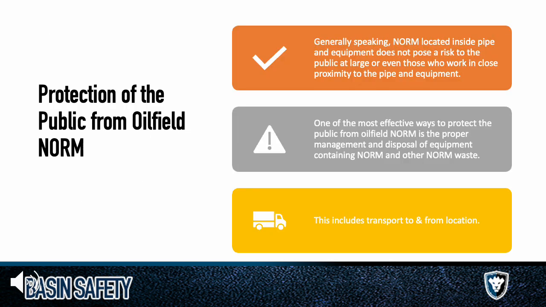Protection of the public from oil field NORM. So generally speaking, NORM located inside pipe and equipment does not pose a risk to the public at large or even those who work in close proximity to the pipe and equipment. One of the most effective ways to protect the public from oil field NORM is the proper management and disposal of equipment containing NORM and other NORM waste. This includes transportation to and from the location where you find NORM.